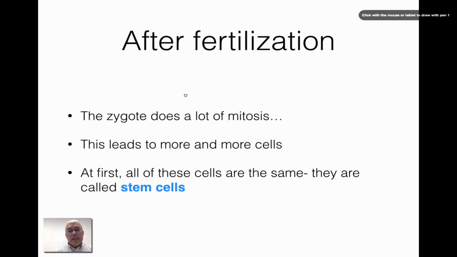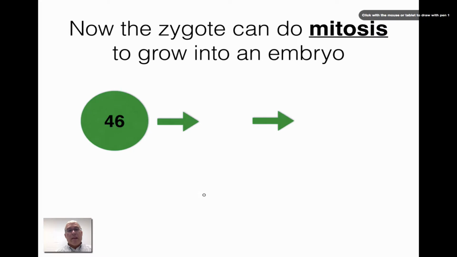Now, after fertilization, the zygote is going to go through a whole bunch of mitosis, and this is going to lead to a lot more cells. At first, these cells are all identical, they all look the same, but at some point they're going to start to change. But while they're all the same, they have the ability to become any other kind of cell in the body. They could be nerve cells, muscle cells, brain cells. So these cells that have this ability to develop or differentiate into any other kind of cell are referred to as stem cells. And they're very important to biological research and genetics.